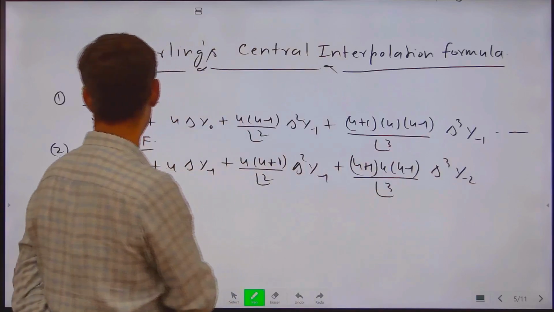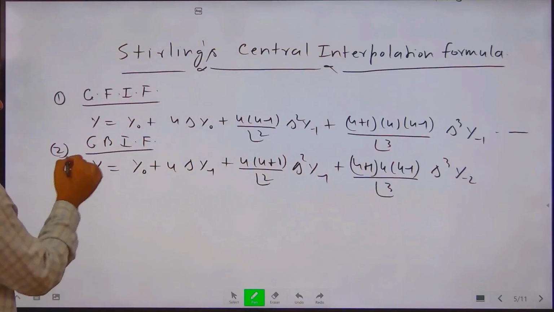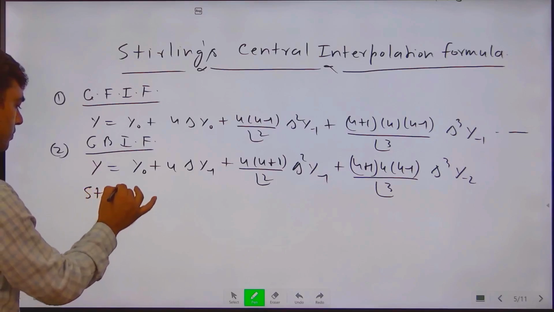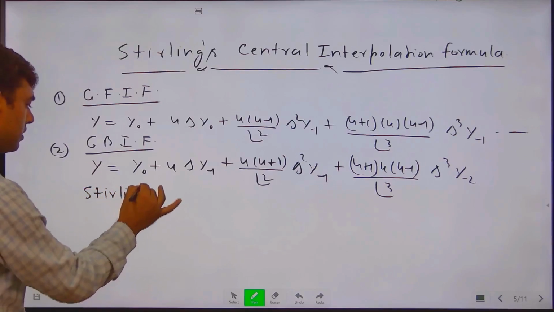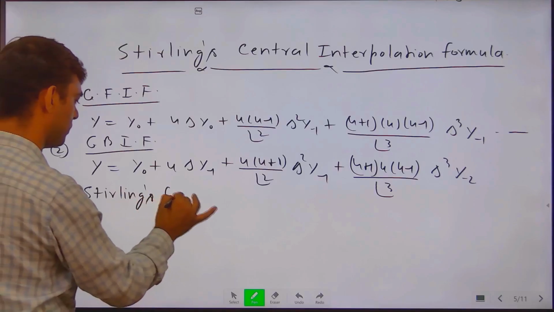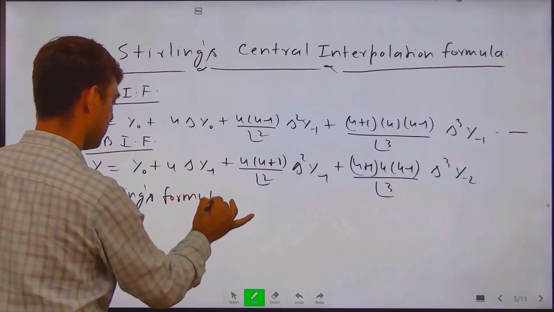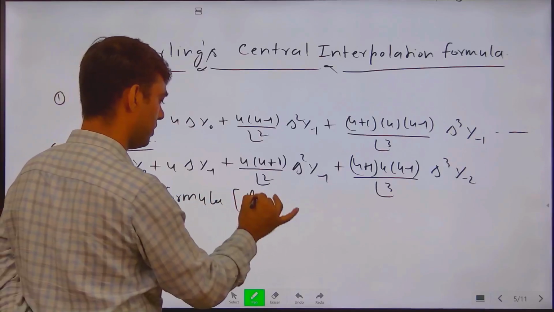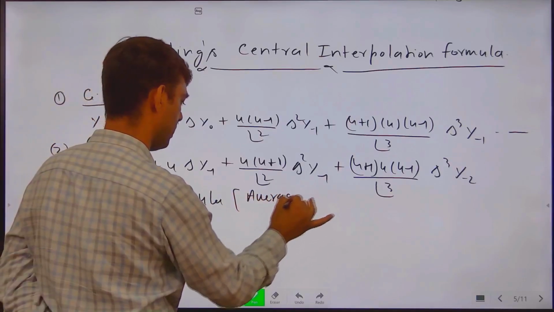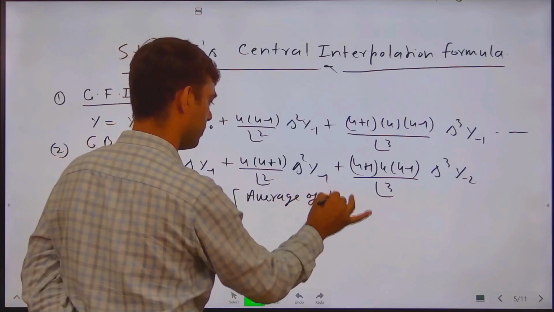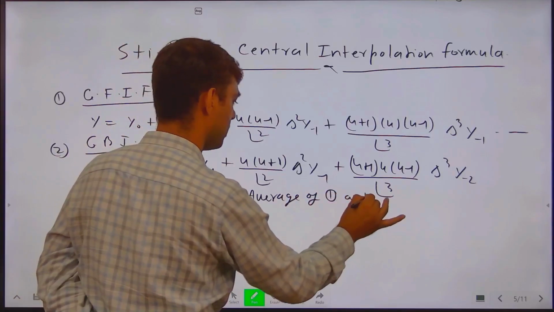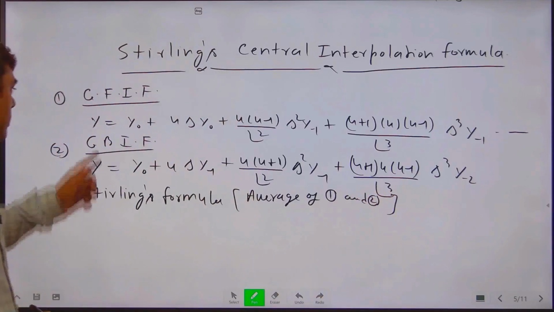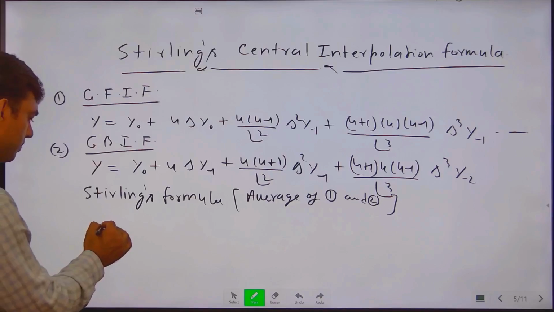So we find the average of the first and second. What is the Stirling formula? Now, Stirling's formula is nothing else but the average of the first and second. So what is the Stirling formula?